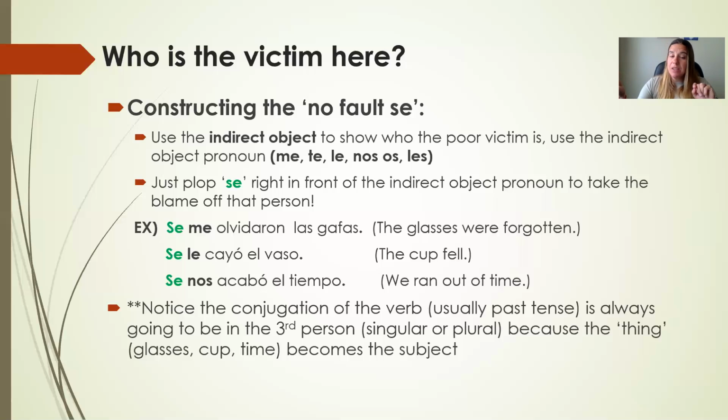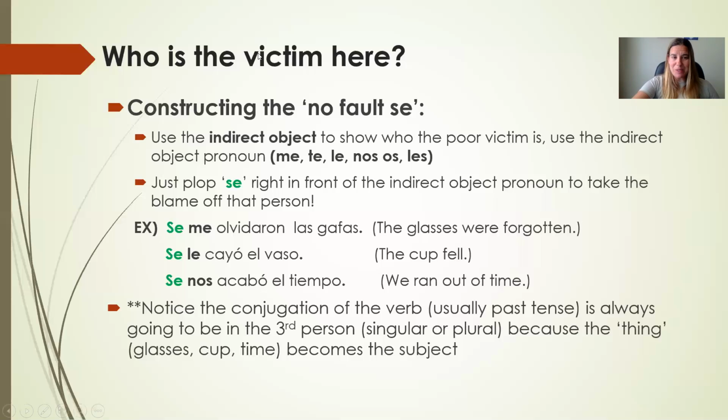In the second one, "se le cayó el vaso," "el vaso" is the subject of the sentence. The cup fell. So the verb caer is conjugated for a cup, not for "he dropped it," and not for yo. The thing becomes the subject, and that's what the verb gets conjugated for. I'll try to make that even a little bit more simple. It's always going to be in the third person singular or the third person plural, because the person is never the one doing the verb. It's always the thing or things.